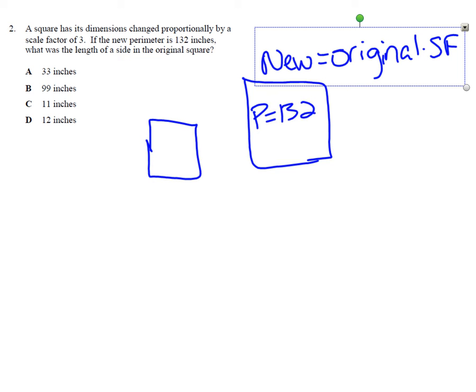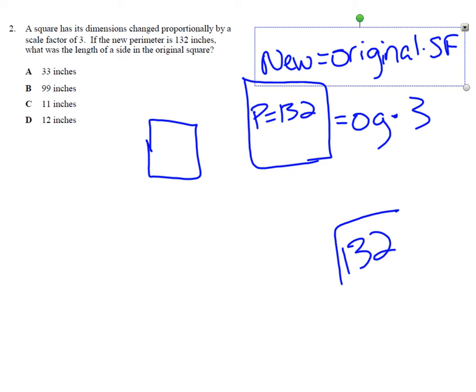So how would we get back to the original? We have to know the original, but we don't know what the original is yet, do we? No. But we know the scale factor is 3. So like Leighton is telling us, we can divide 132 by 3.